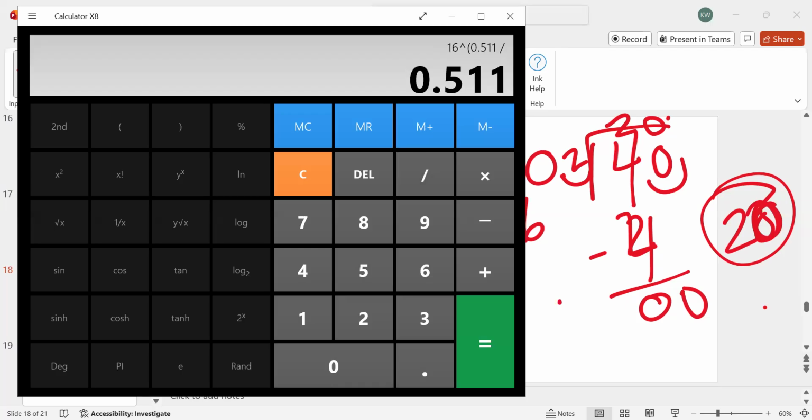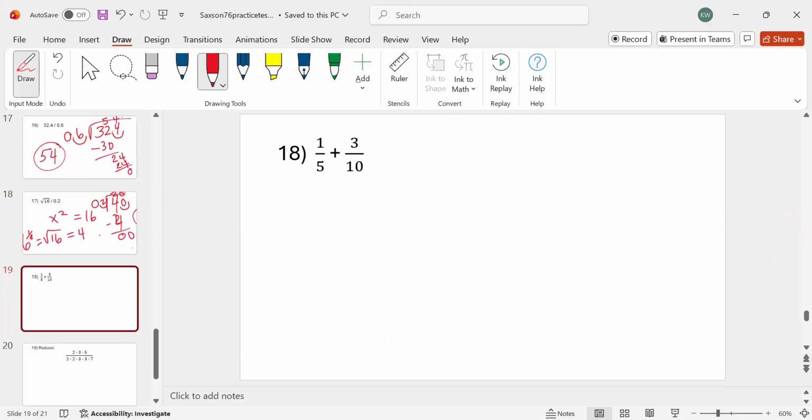1 divided by 2. Oh, sorry. It's just, never mind. We'll just do it as 0.5. Okay, starting again. 16 to the 0.5 power is 4. So that's another way to show a square root as well, is doing the power to the 0.5 power or the half power.